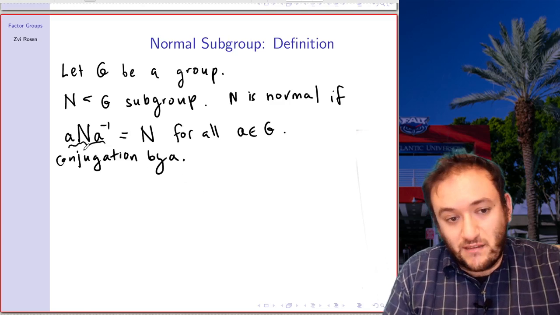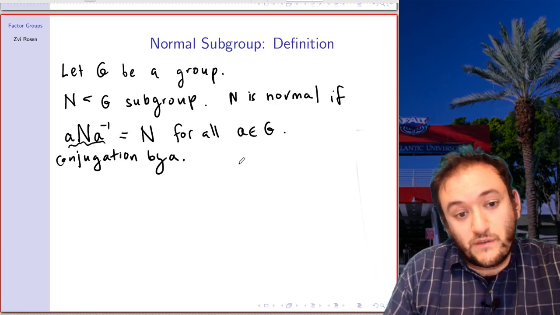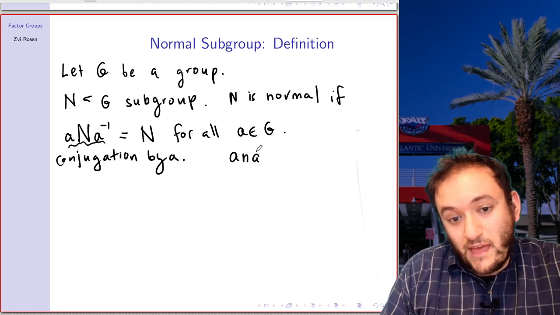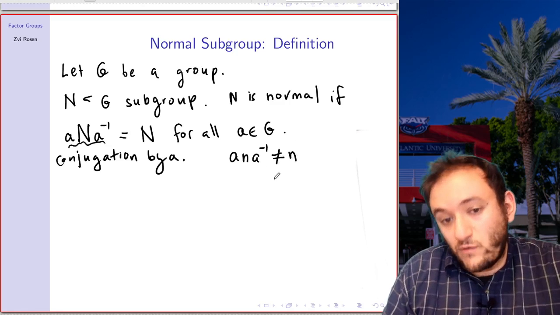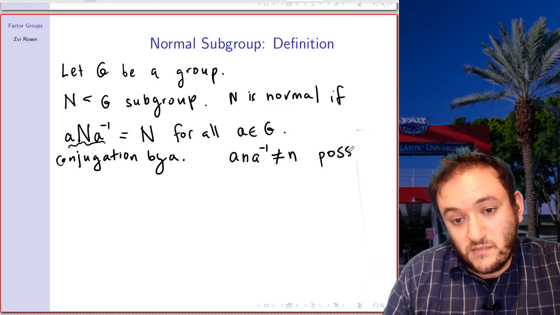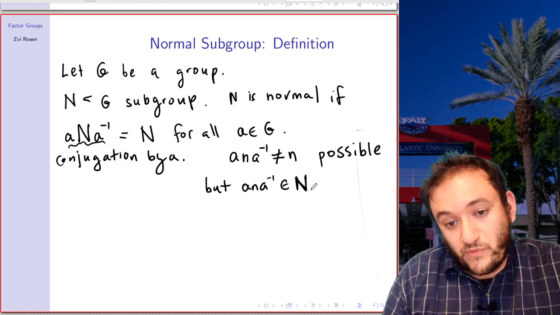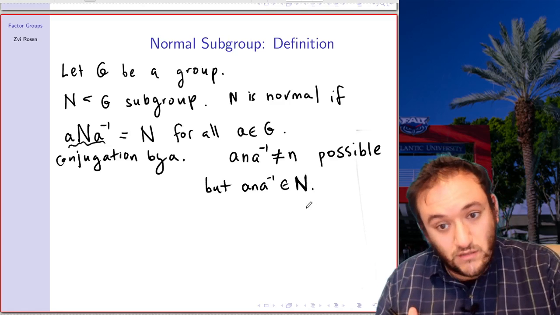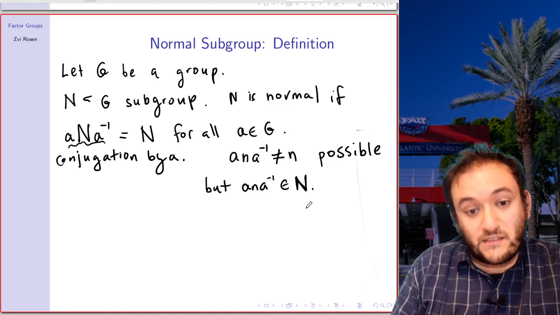It doesn't mean that the conjugation doesn't affect the elements of the subgroup. So you might have ANA inverse not equal to N elementwise, but it has to be equal to some other element of the normal subgroup. So this is possible, but it still needs to be in the subgroup. As a set, the set remains equal, but each particular element in the set might be sent to some other element of that subgroup.